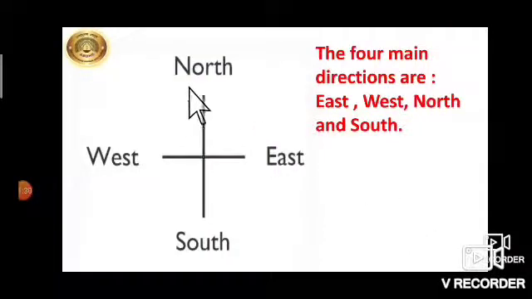There are four main directions, that is east, west, north and south. These are the four main directions that you have learned in your previous class, that is in class 3. In this lesson, we will learn directions and their subdirections. We will also learn about the maps and the compass rose.